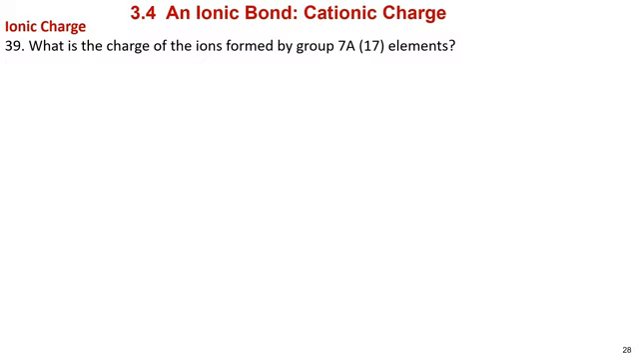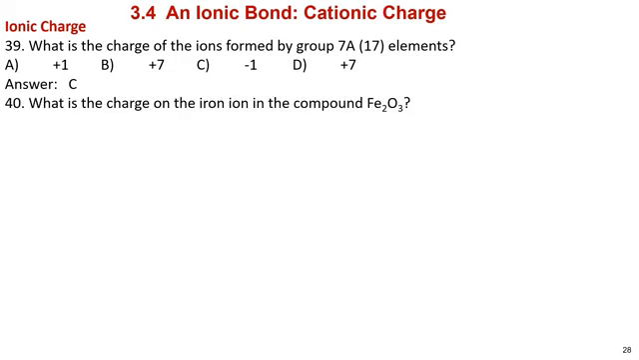Group 7A element, charge is -1. Question number 31. Group 7A is the halogen group. C is the correct answer. Now, this is a very important question.